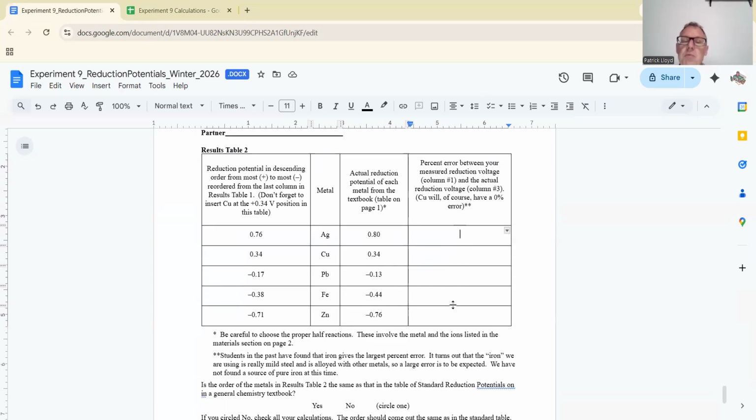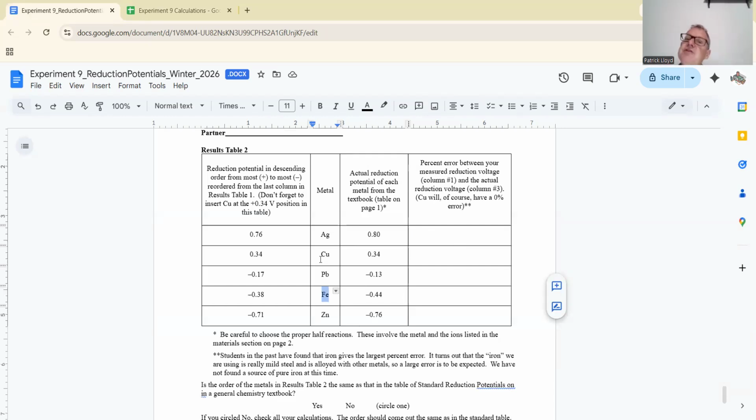Now, I will make a point about actual data. Iron usually has the highest percentage error because it's not really pure iron, it's really steel. So there's impurities, there's other elements in there, and you don't really get the right voltage for that one. So this may give you a very big percentage error for iron.